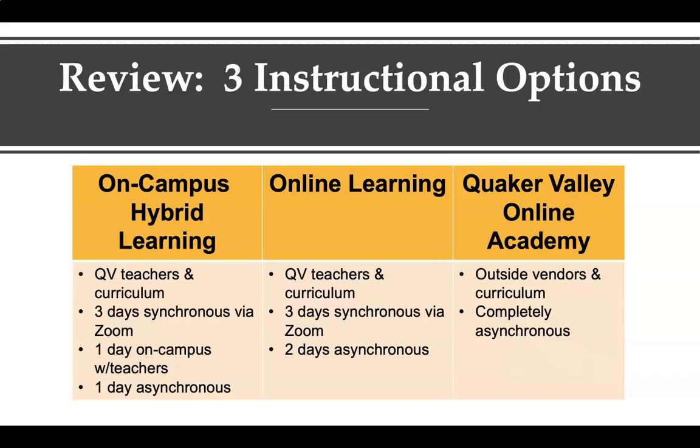Second, the online learning option also utilizes Quaker Valley teachers and curriculum. Like the on-campus hybrid option, it allows for 3 days of live synchronous instruction via Zoom. However, students in the online learning model will engage in 2 days of independent asynchronous instruction as opposed to just 1 day. Finally, the Quaker Valley Online Academy option is available to students but does not use Quaker Valley teachers or curriculum. This program utilizes outside vendors and curriculum and is completely asynchronous. Students will complete all learning independently.